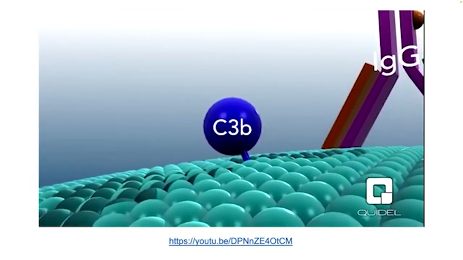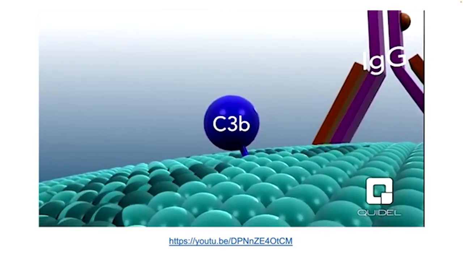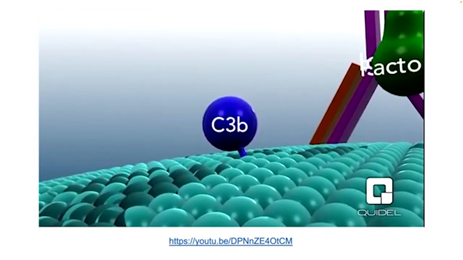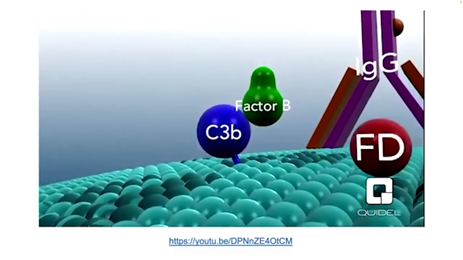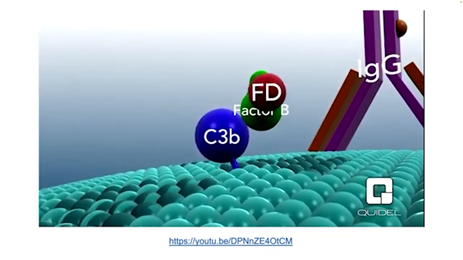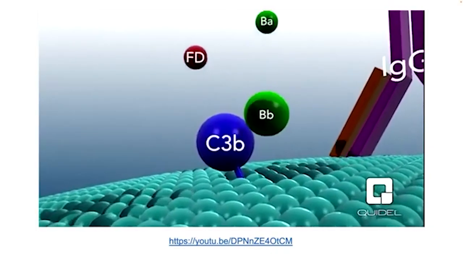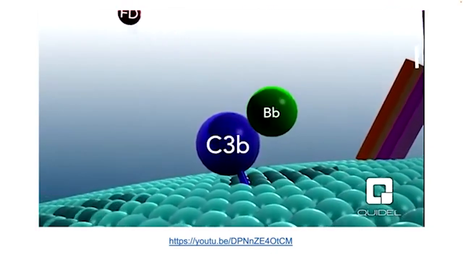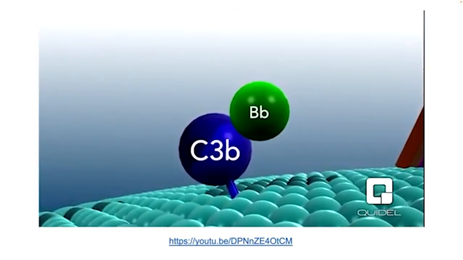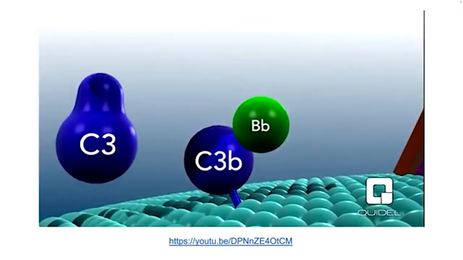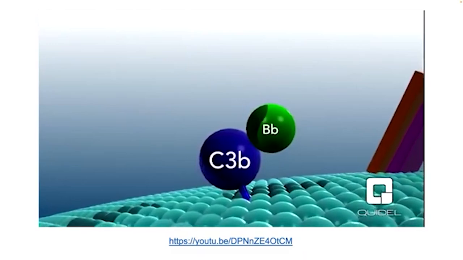In the absence of an appropriate activator for the alternative pathway, complement regulatory proteins block further activation of the pathway. However, C3b, on interacting with an activating surface, such as a bacterial cell, will bind factor B, which will be cleaved by factor D, resulting in the formation of the alternative pathway C3 convertase of C3b-Bb. Alternative pathway C3 convertase. The C3 convertase of the alternative pathway cleaves C3 to C3a and C3b.